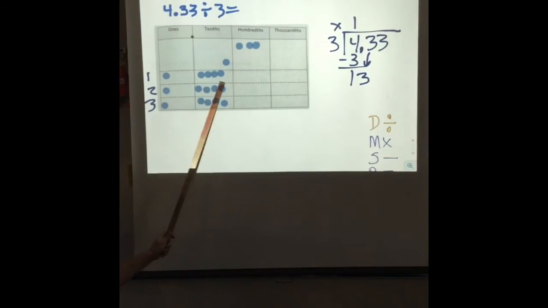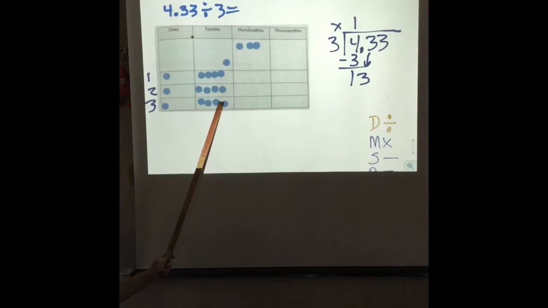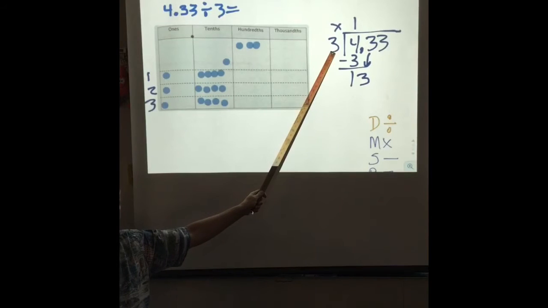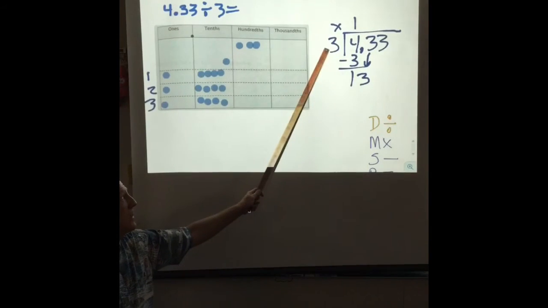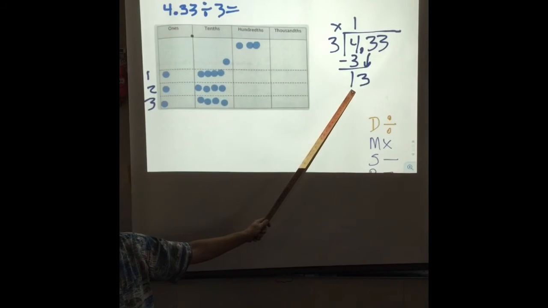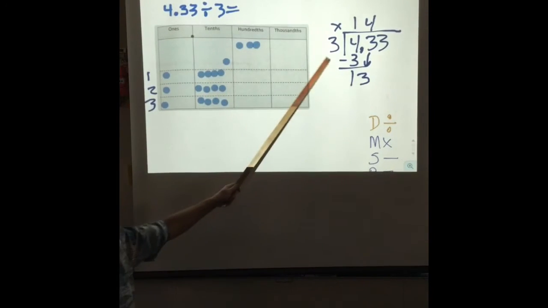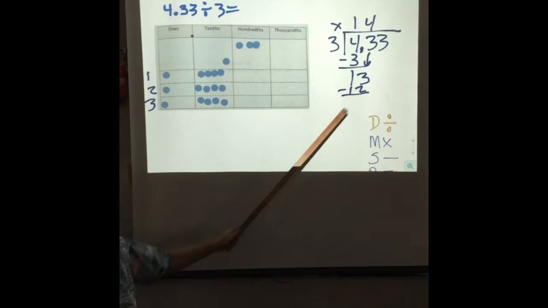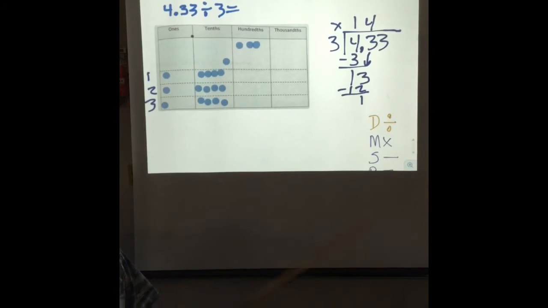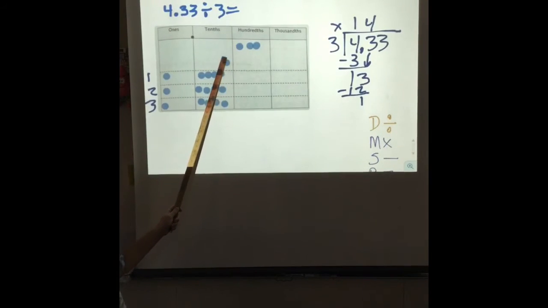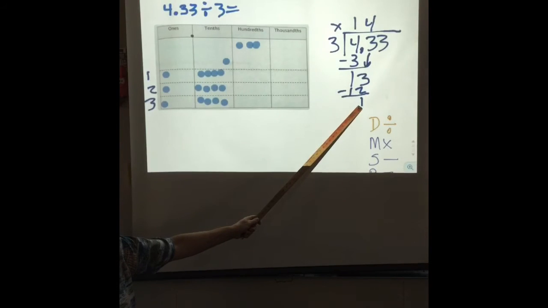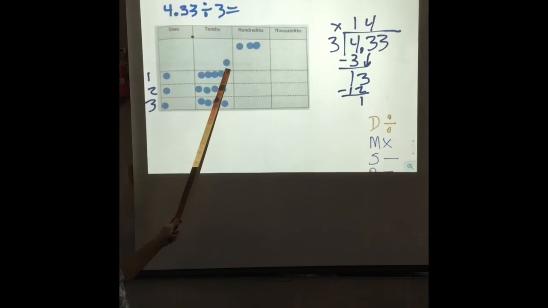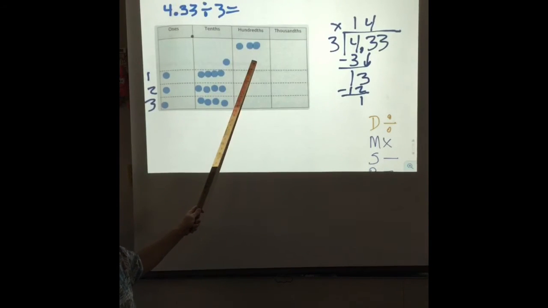Now, how many dots do I have in here right now? I have 4. So I have 4. How many times do you think 3 would go into 13? 3 times what is close to 13? There's your clue. 3 times 4 is, that's right, 12. Now that's going to leave me with what? 1. I have 1 left over. Do you see that? Now, my dot here, when I move it over here, what's it going to become?